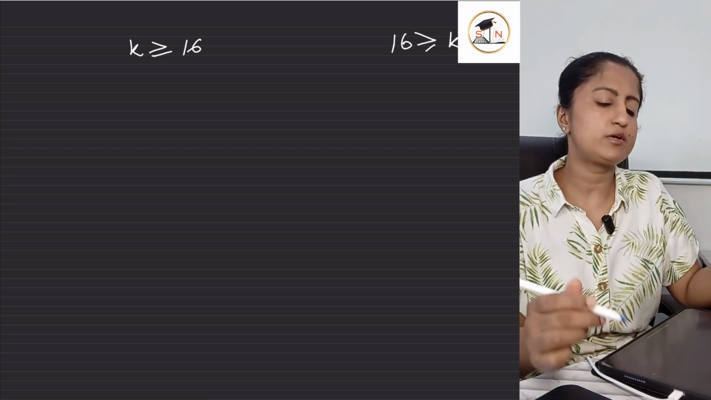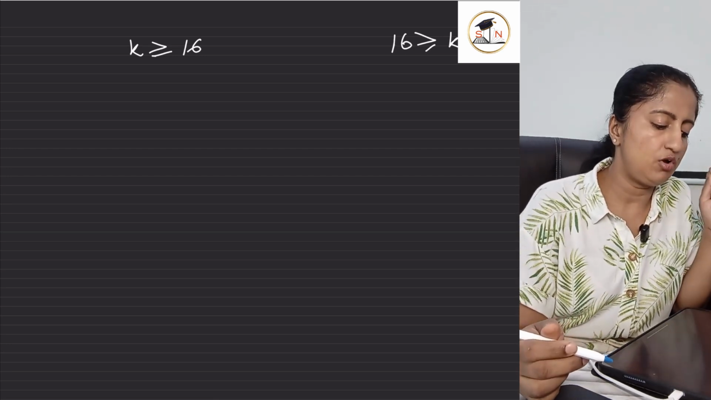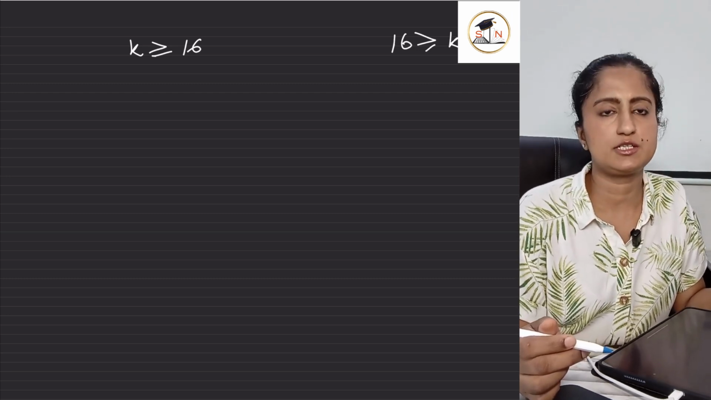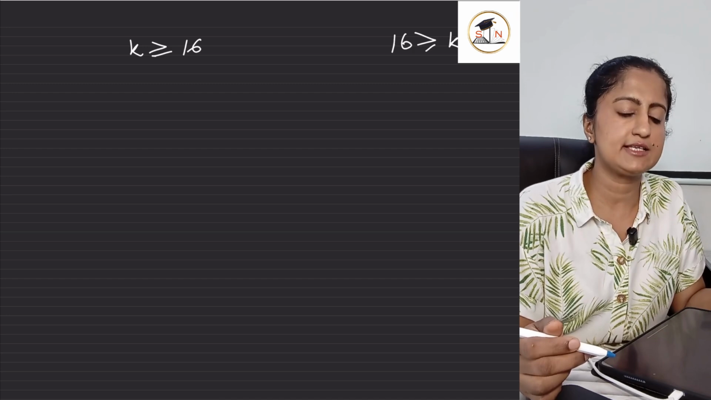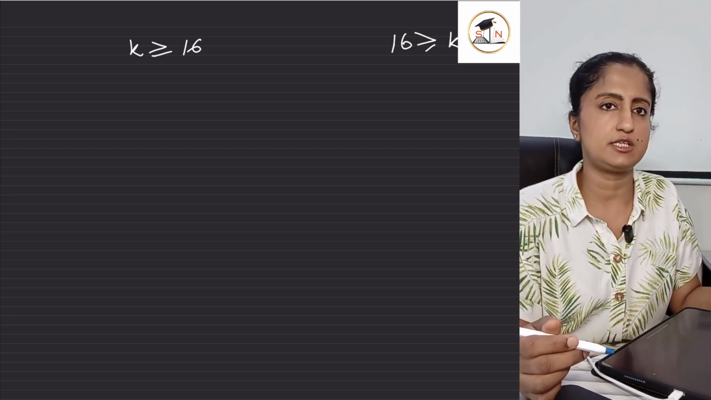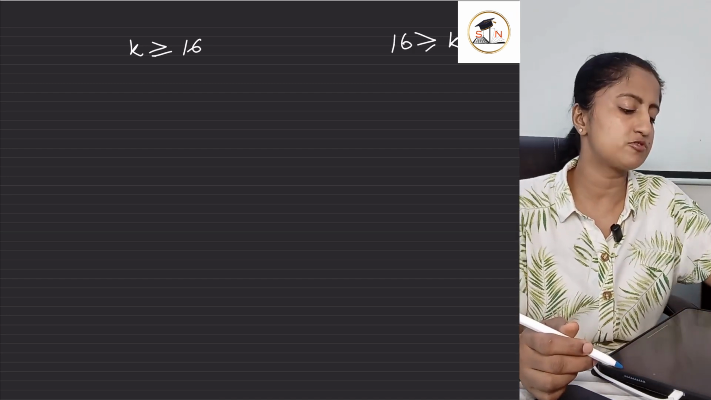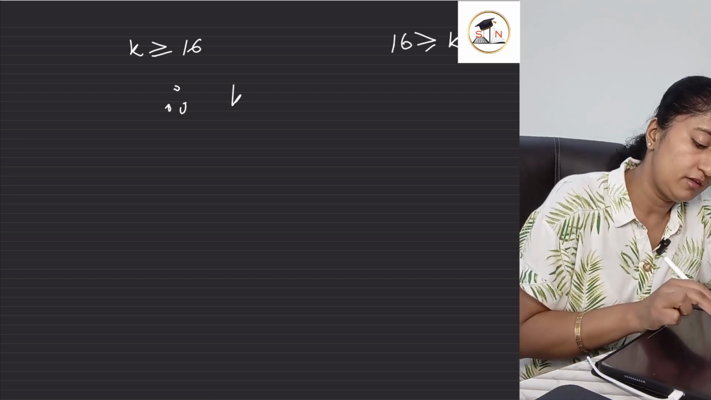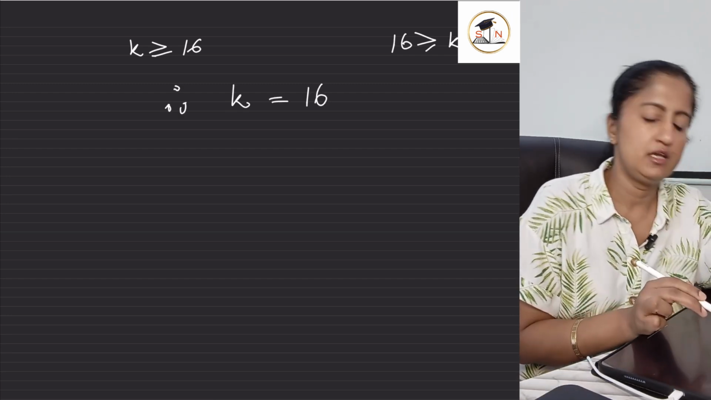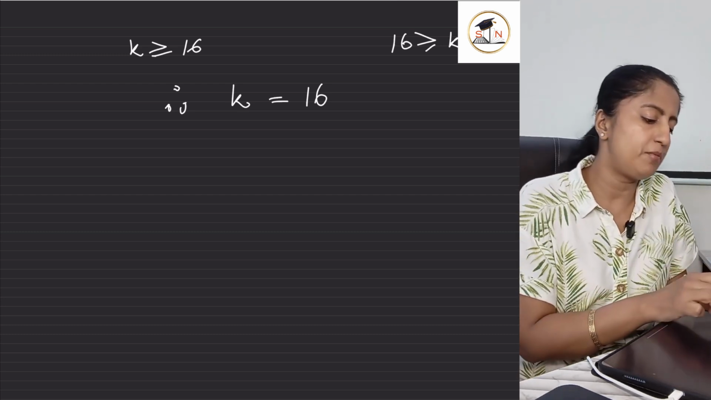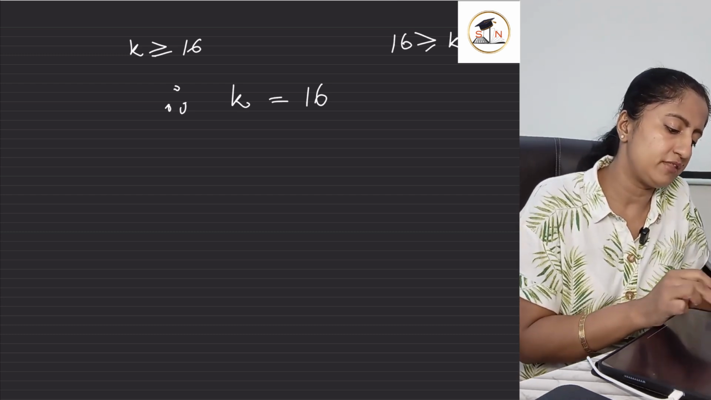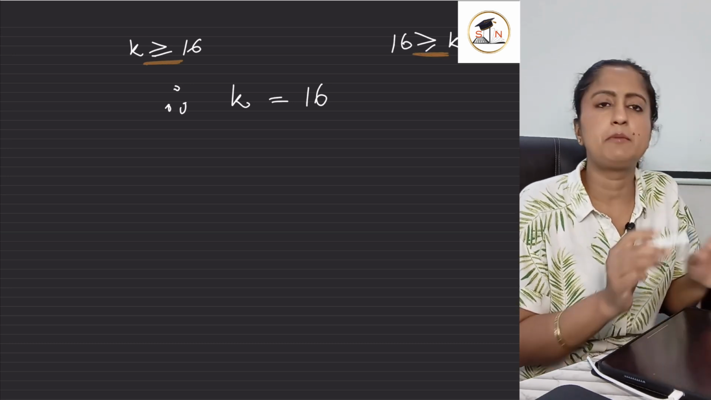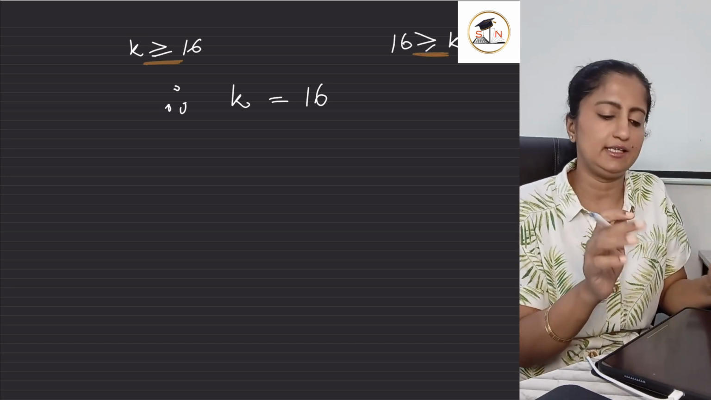Now, just look at both the inequalities. On one side, we have k is greater than or equals to 16. And on the other side, we have k is less than or equals to 16. But we are supposed to find a common value. So therefore, k equals 16. Because if you see, what is common in both of them is that equals over here and equals over here. They both are pointing at 16.